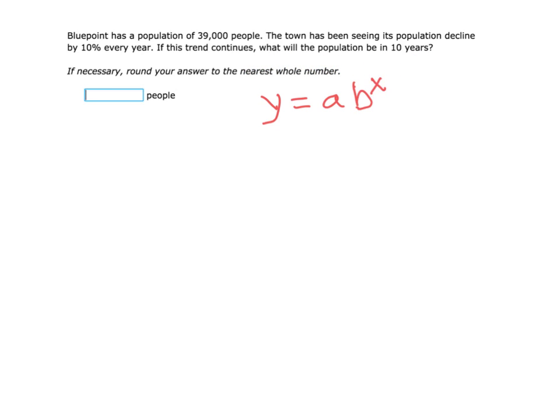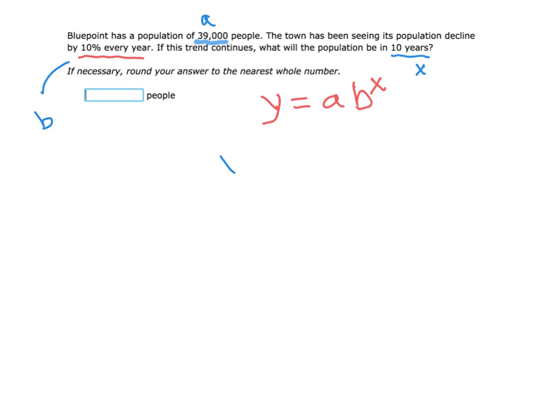So we got a lot of good information here. We've got a decay rate of 10% or decline. We know that the time involved is 10 years, and we know that the population that starts, so that's basically A, and this is the value of x. The question is, this relates to B, and some students think that, oh, 10%, that means B is 10%. That's not actually quite the case.